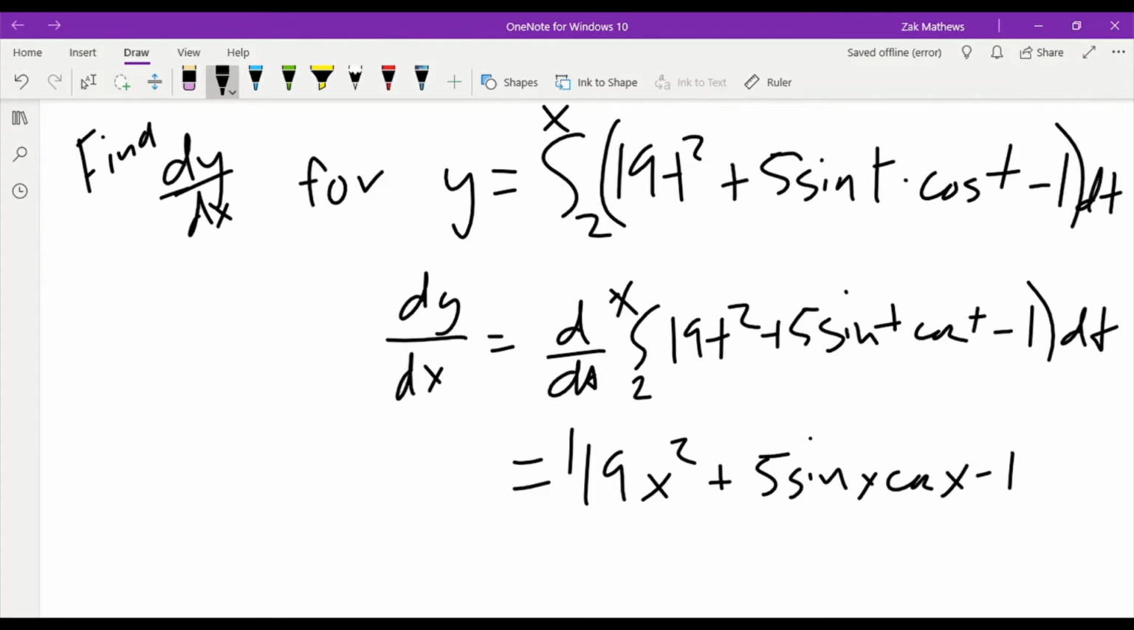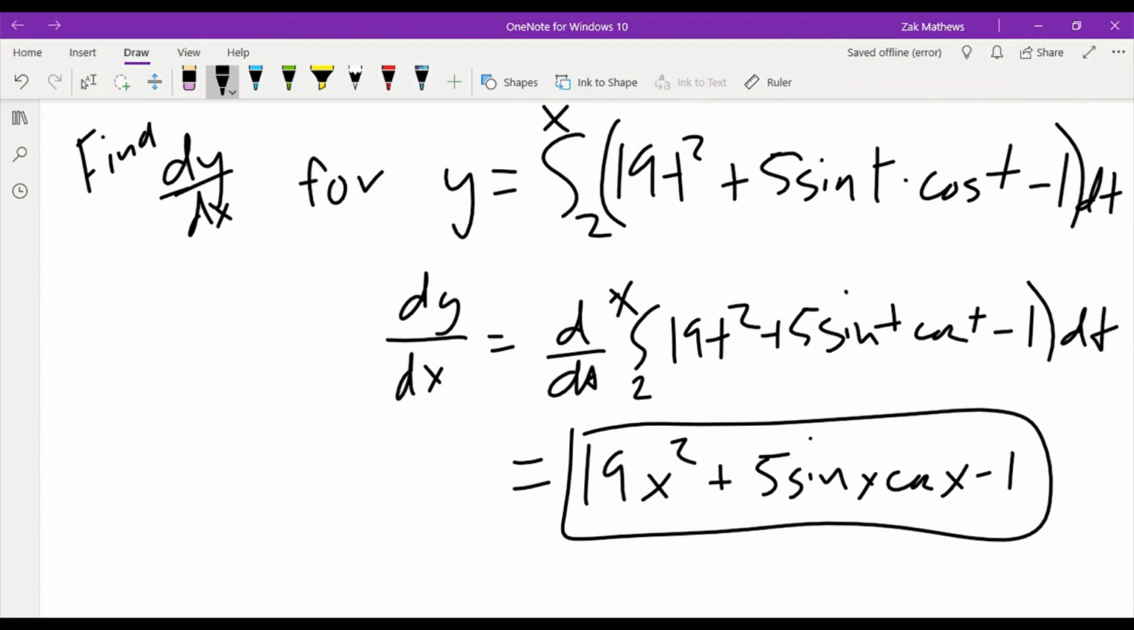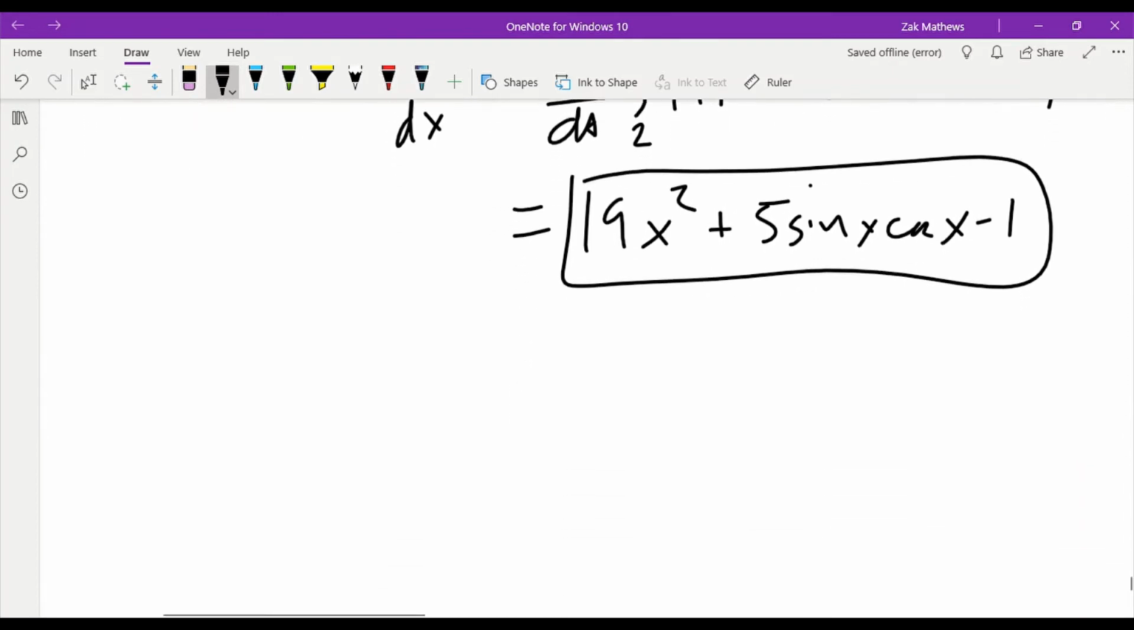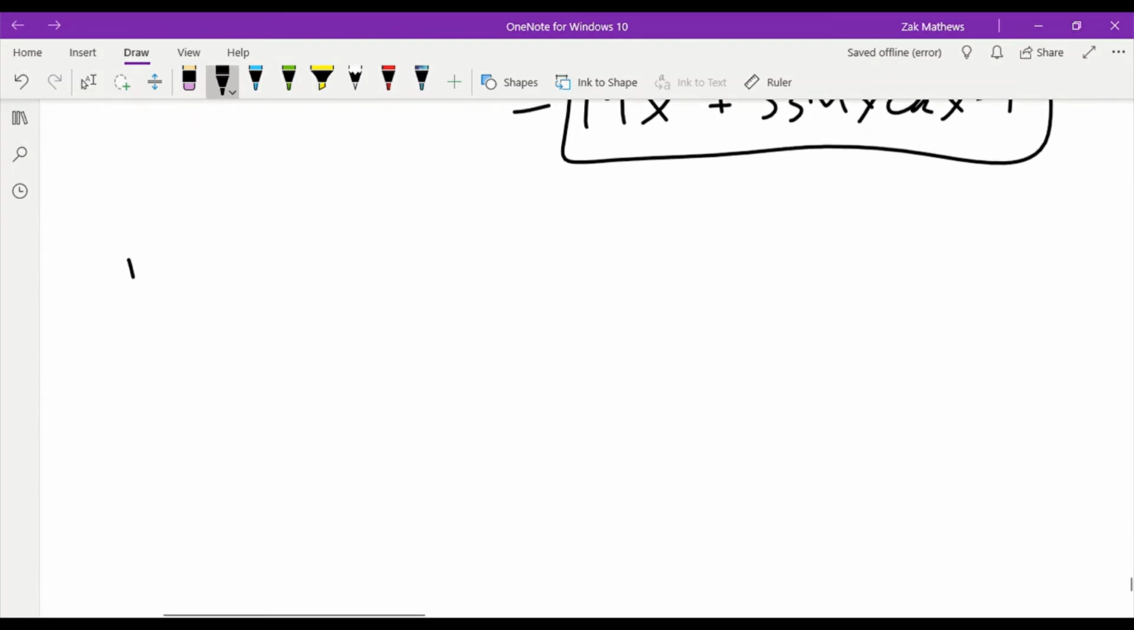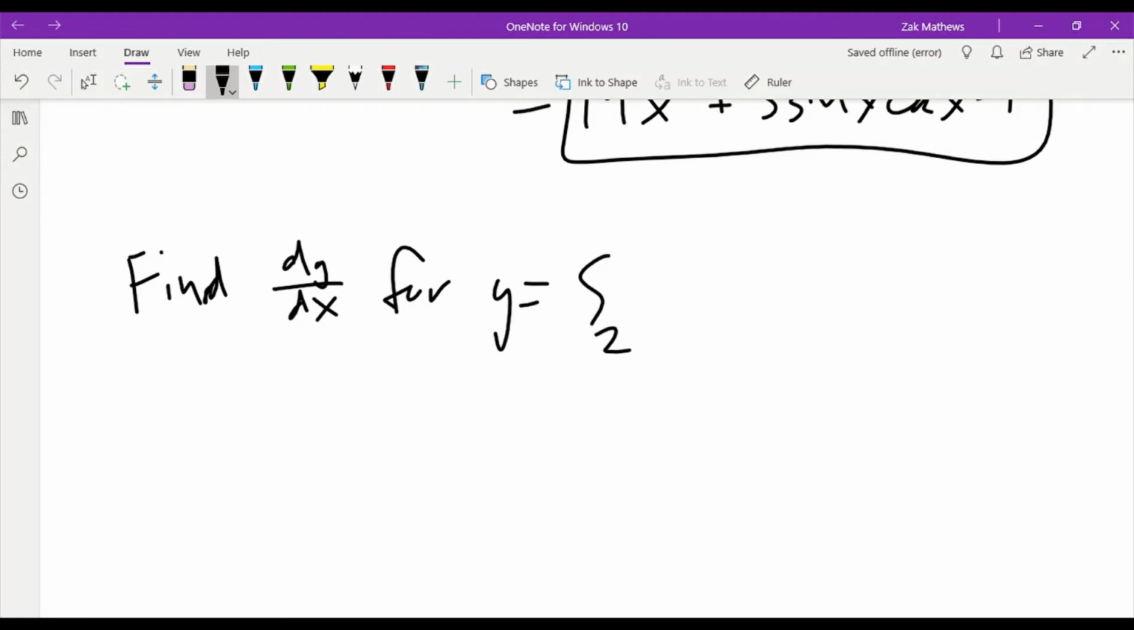And that would be my answer. So make it a little bit harder still. Let's do another example. Let's find dy/dx for y equals the integral from 2 to x squared of 3t dt.